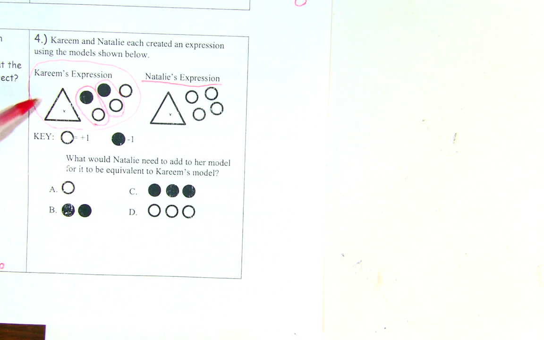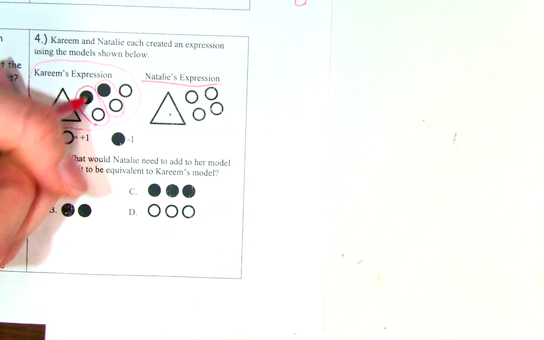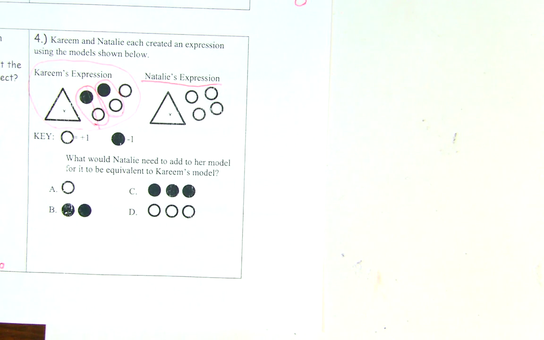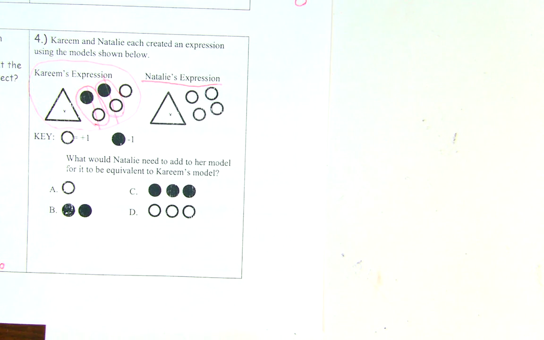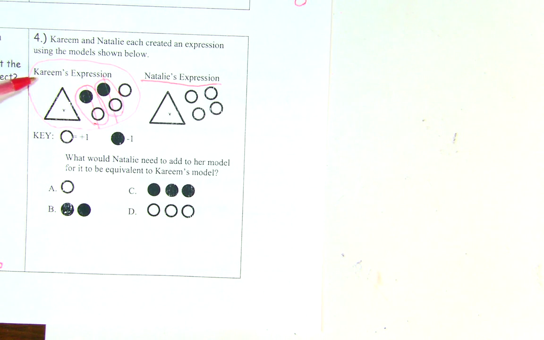So when I actually solve Carmen's, I can see that this negative and positive cancel each other out, which makes sense. If you have $1 and you spend $1, you have no money left. Well, that's what these are saying. One positive and one negative cancel each other out. So really, in reality, Carmen's expression is only equivalent to a positive 1.